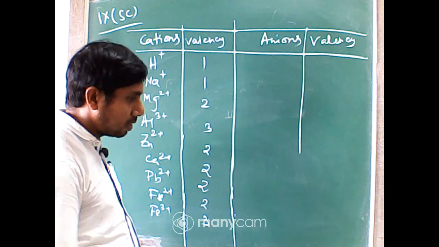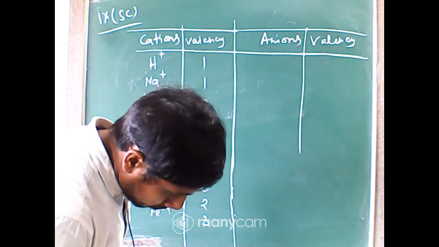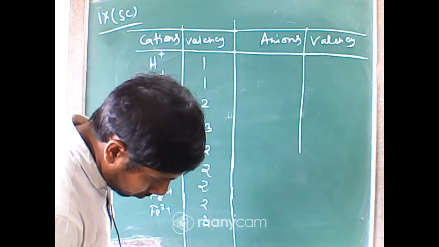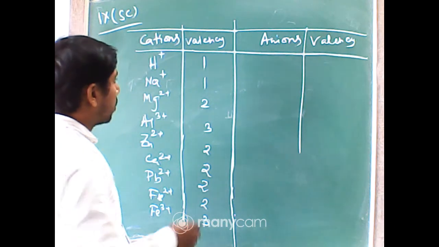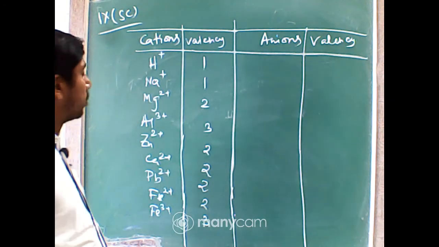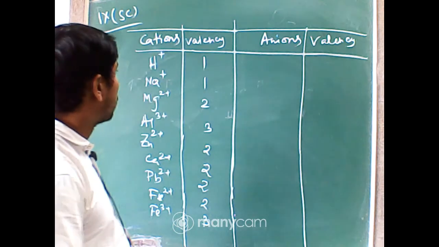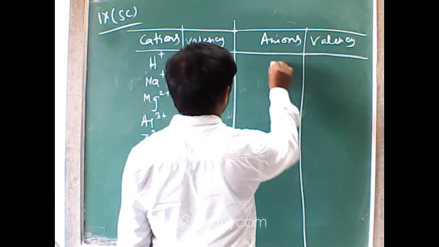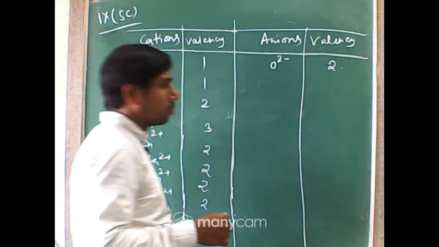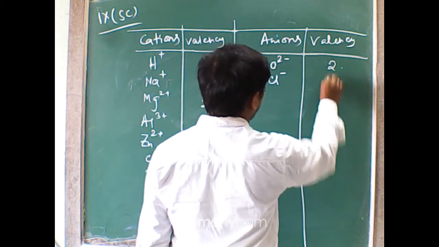I think you can see the full board. Here anions: oxygen O 2 minus, valency 2; Cl single minus, valency 1.